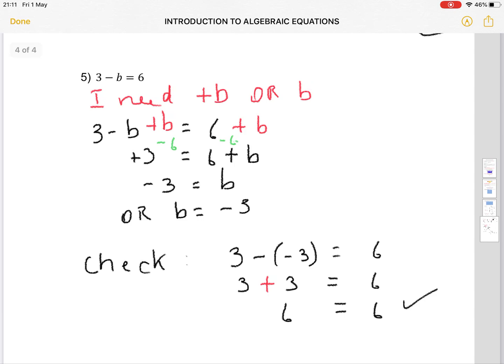Okay? So for today, we've done one operation equations, solving one operation equations. The equations that we've done today had only one mathematical operation.